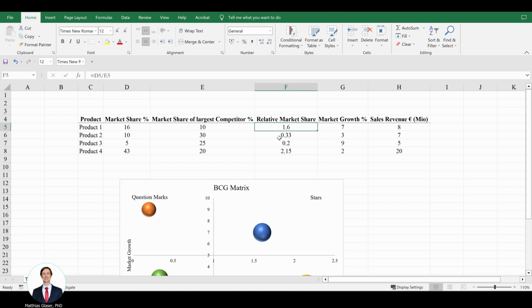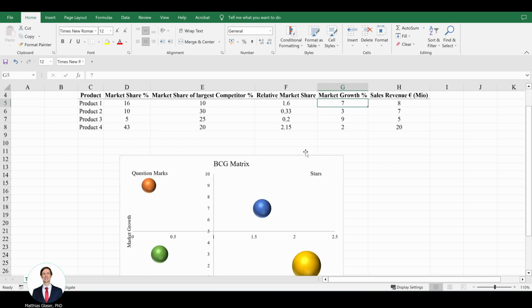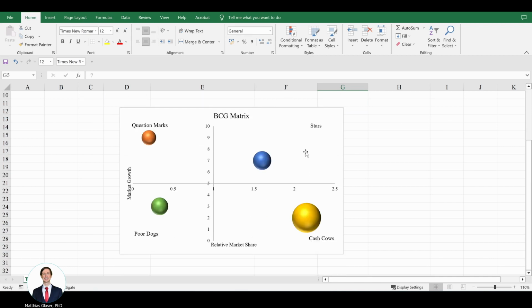Then you need to just get the market growth for each product in which the product is active. And this will give you the y coordinate for your product. I use percentages for the values, which is more intuitive. And now it comes to the crucial point where you have to decide for the intersection. So where do the axes meet? Where do they intersect?